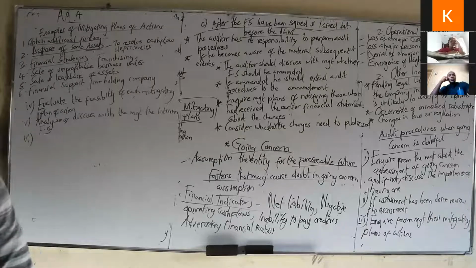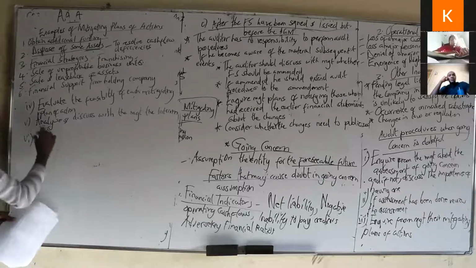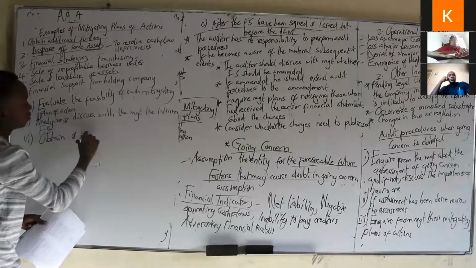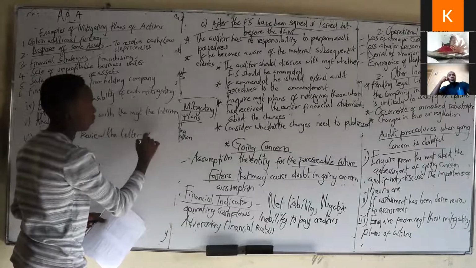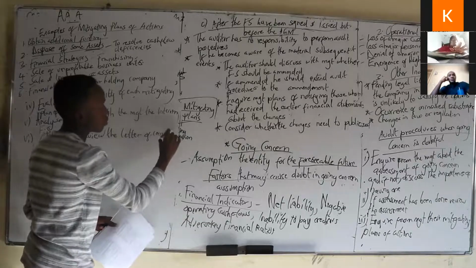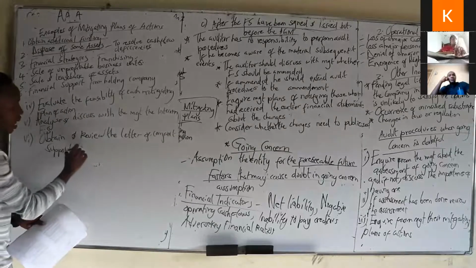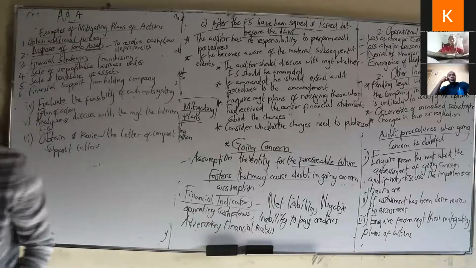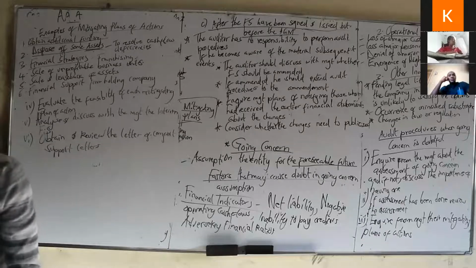So you can look at September 2021 also. We are saying obtain and review the letters of comfort. So what are these letters of comfort or support letters? This question was asked. You can look at the September 2021 question.